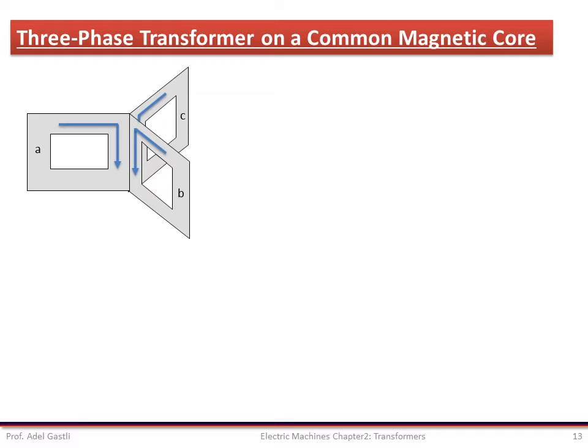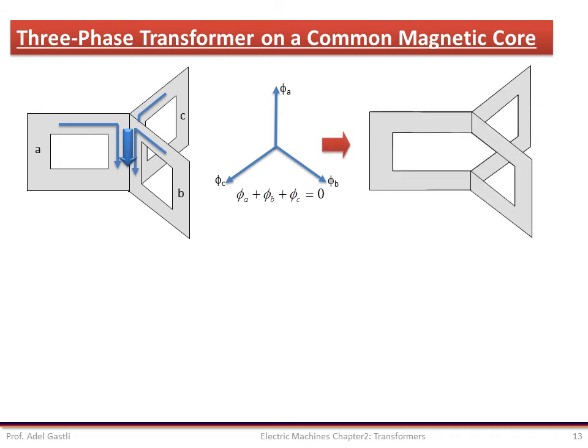If balanced three-phase sinusoidal voltages are applied to the windings, the fluxes in the different phases, phi A, phi B, and phi C, will also be sinusoidal and balanced. If the three legs carrying these fluxes are merged in the middle, the net flux in the merged leg is 0 because the flux vectors are shifted by 120 degrees as shown in this phasor diagram. This leg in the middle can therefore be removed as shown in this figure.